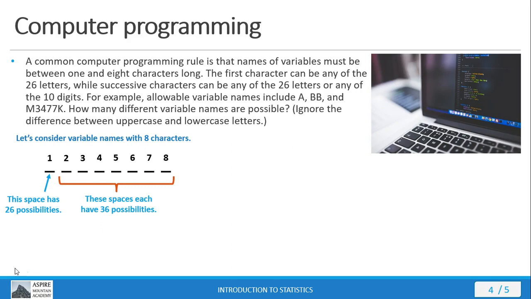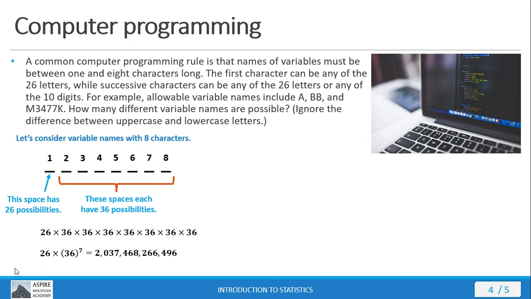We're going to use our fundamental counting rule to multiply each of those together. So we've got the 26 times the 36 multiplied 7 times. We multiply that big behemoth calculation out. We're going to get 26 times 36 to the 7th power, because there's 7 36s. And that gives us this whopping total of, what is that, 2,037,468,266,496.